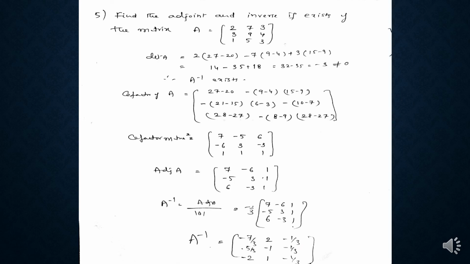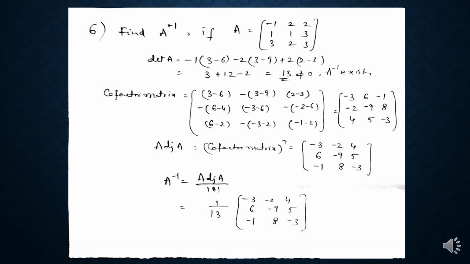Next, coming to the next problem: find A inverse if A is equal to [minus 1, 2, 2; 1, 1, 3; 3, 2, 3].